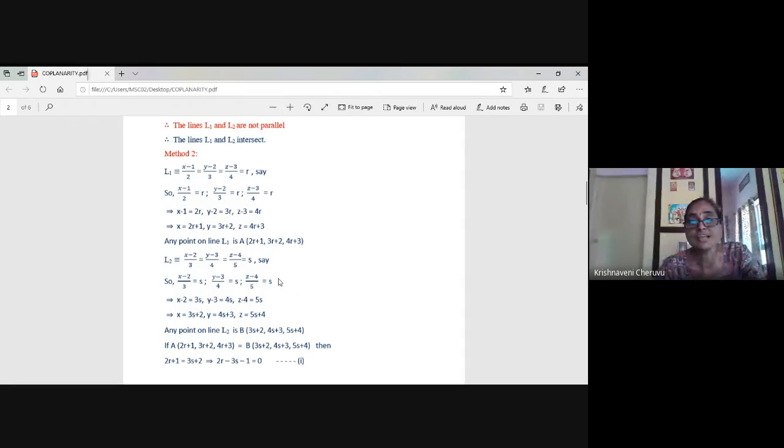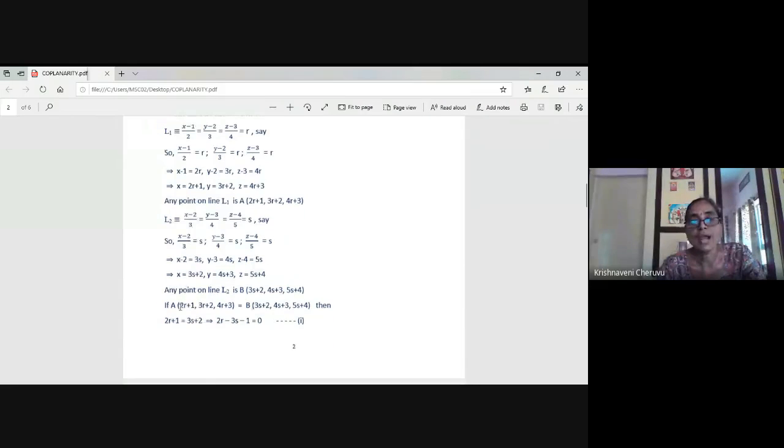So similarly, you take line L2. See, here you take it as S. Here we took it as R. Let us use some other letter, S. So from which you can equate (x minus 2) by 3 to S, (y minus 3) by 4 to S, (z minus 4) by 5 to S. From which you will get the x value, y value, z value. So you can write any point on the second line as B, that is (3s plus 2, 4s plus 3, 5s plus 4).